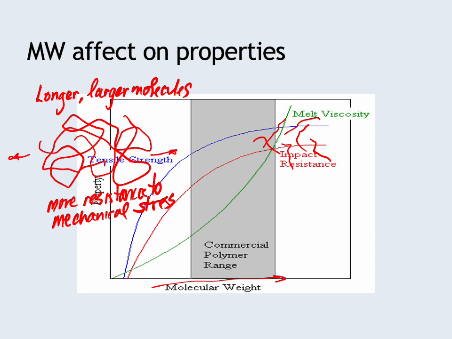The green line is the viscosity of the melt, and that can be important if I need to move the polymer through a die and into some kind of a shape. And impact resistance has a similar curve, that's the red one, similar to strength.